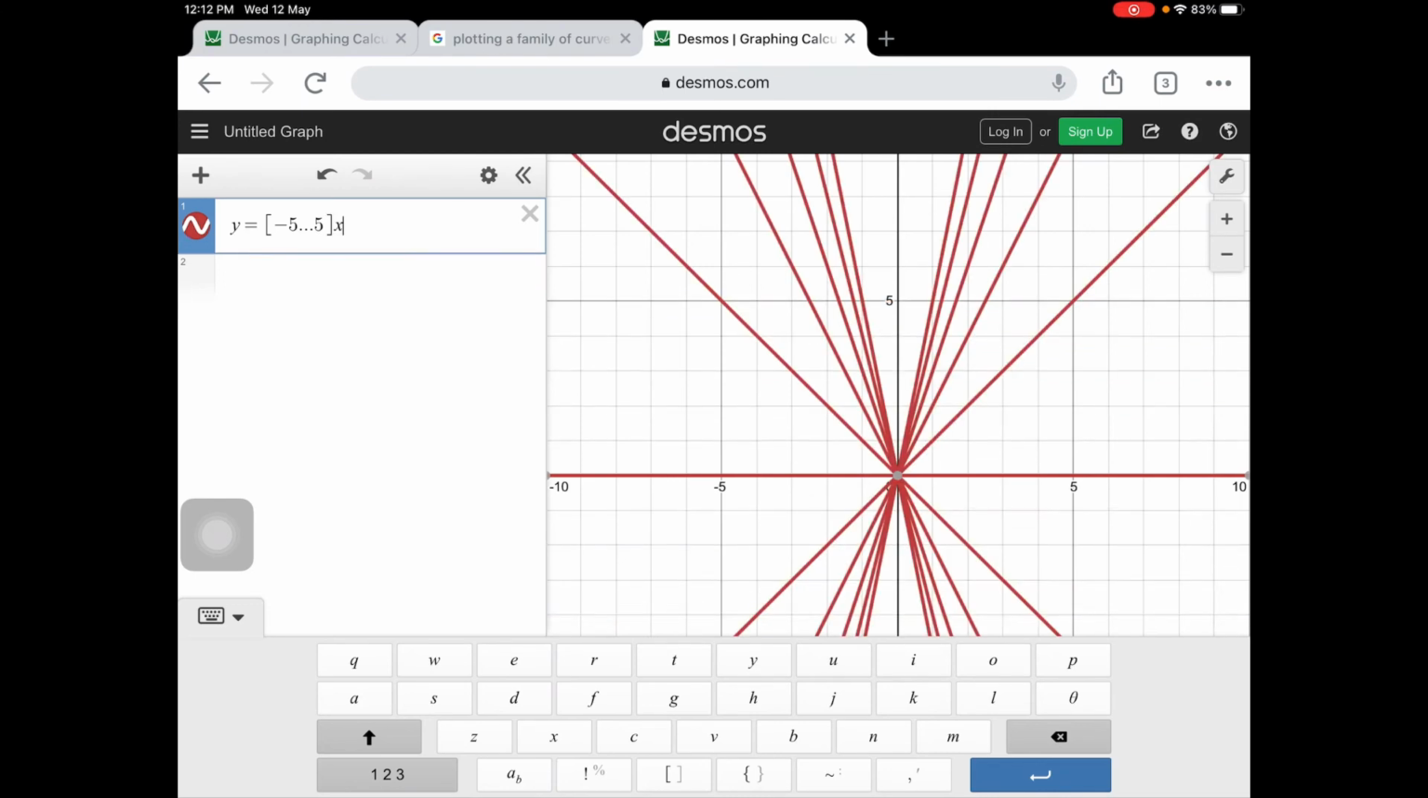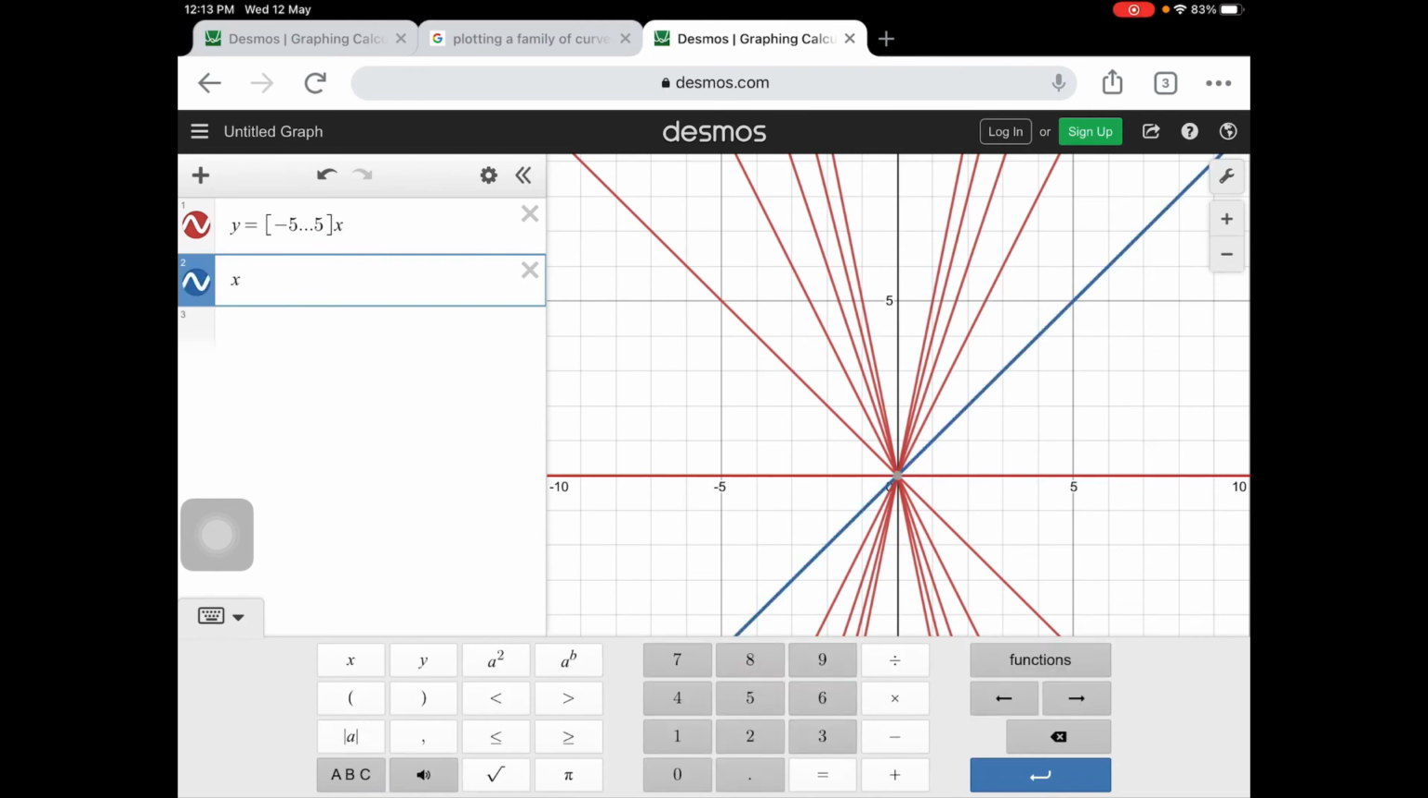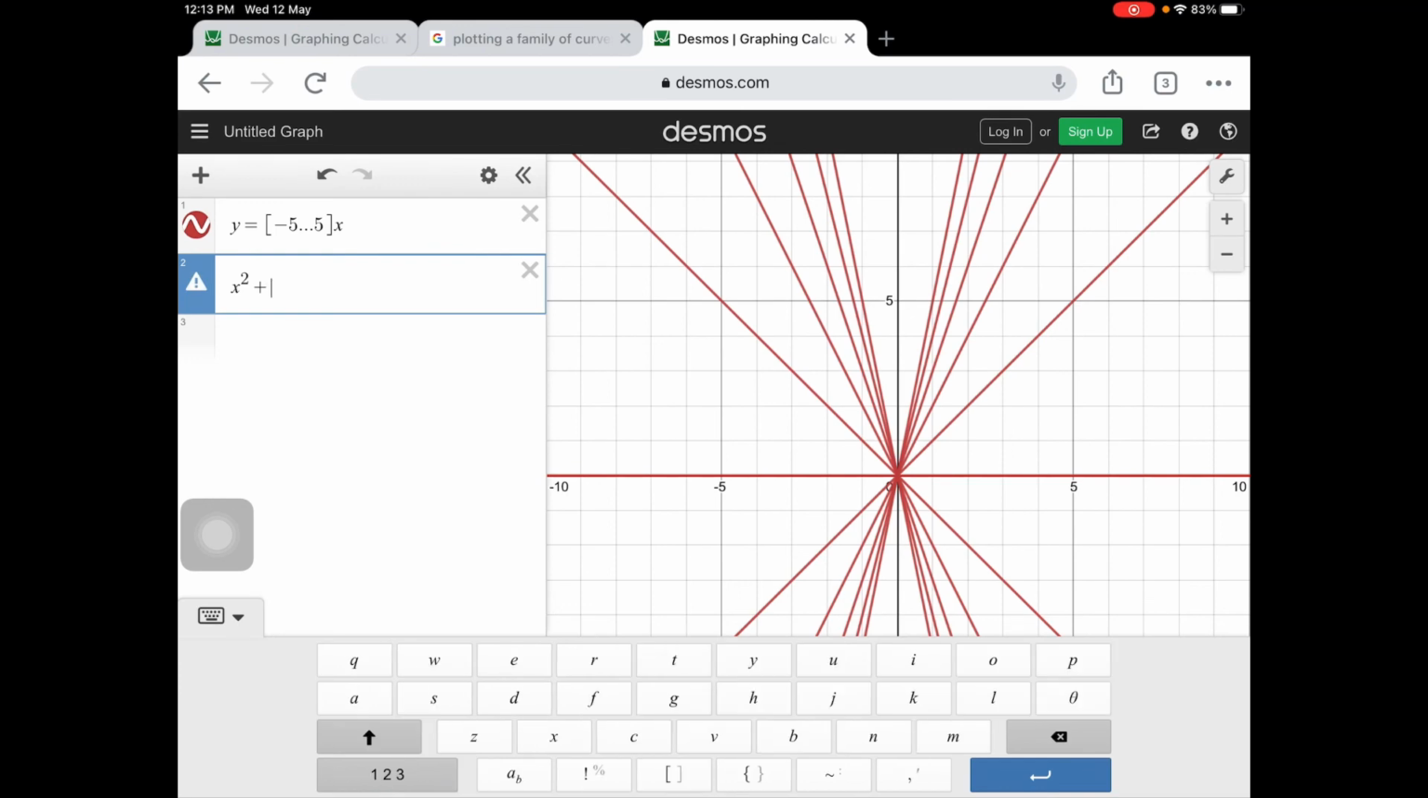And then you will put x. Now you see these are the straight lines I am talking about. I hope you can see. And then for the second, I am putting x square plus y square. Everything is there in the Desmos calculator. You can very easily see what you want, and you can just plot them.